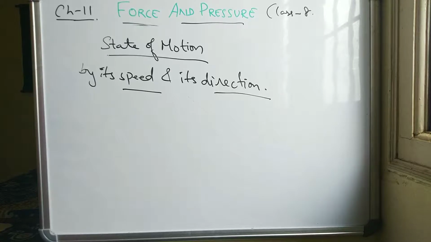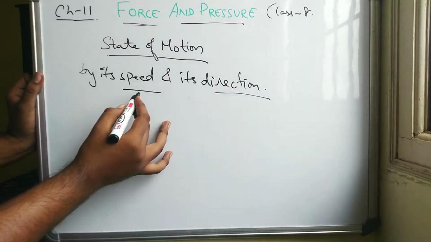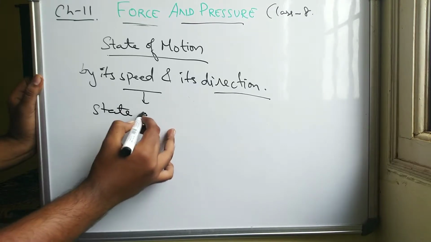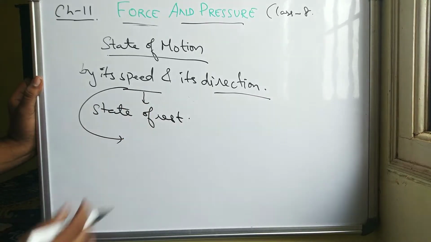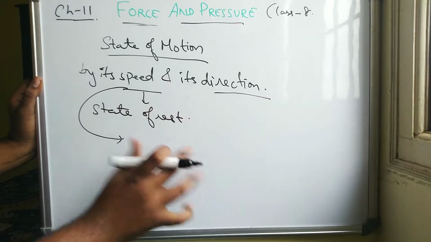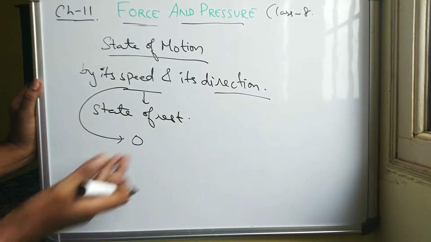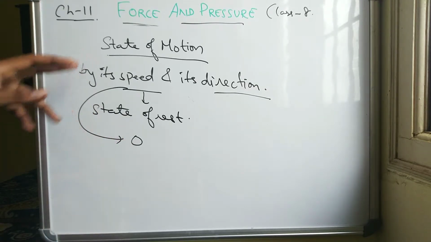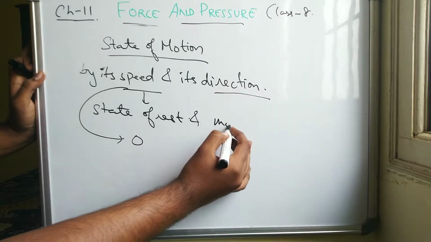Now, state of rest is also considered in the state of motion. How is it considered? I already said it is speed. At state of rest, what will the speed be? What will the speed be if a body is at rest? Stationary, that means zero, right? So if a body is at rest, no direction will be there, and speed is zero. So the state of motion may contain the state of rest as well as motion.